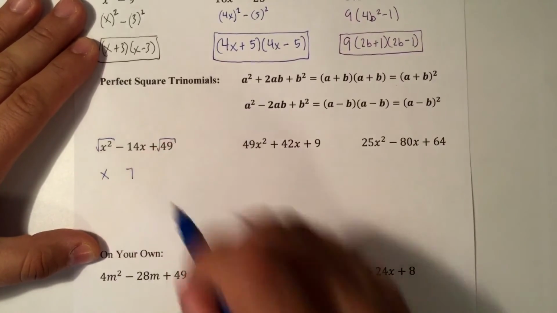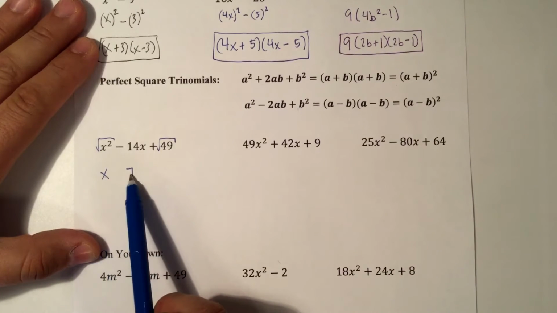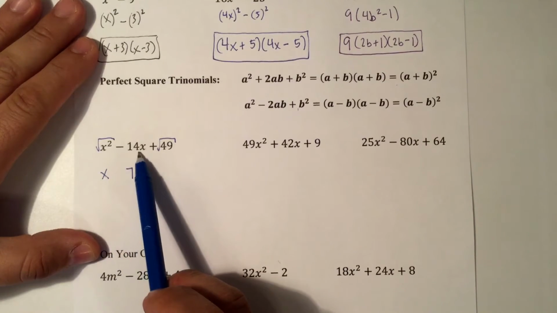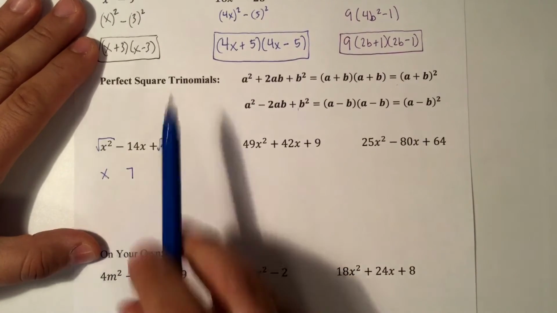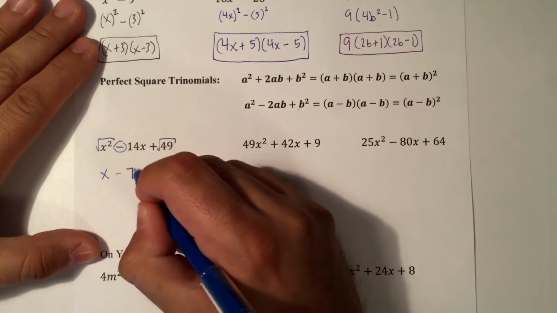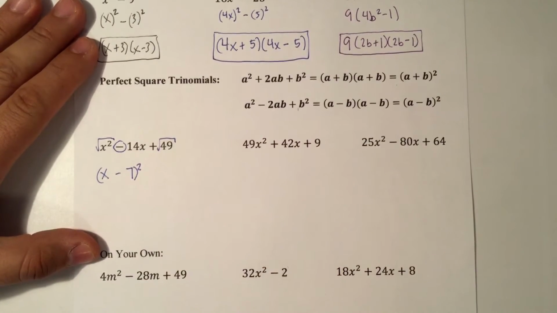Now, to see if it's one of these right here, here's what I do. I do x times 7, so I multiply them. X times 7 is 7x, and then I double it. So 7x doubled is 14x. So that means it is a perfect square trinomial. Use the middle symbol, put it in parentheses, and square it. And there's your answer.